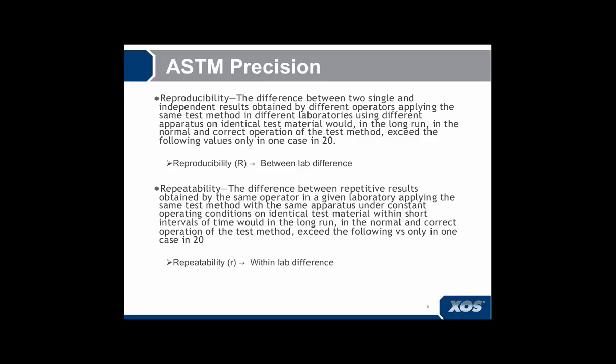Now let's talk about ASTM precision. I'm sure you've seen these definitions before. Basically, reproducibility is your between lab difference, and repeatability is your within a single lab difference. So essentially, reproducibility is where regulation occurs. So that's what we're going to focus on. Also, keep in mind when you're discussing precision, whether we're talking about reproducibility or repeatability, the lower that number is, the better.